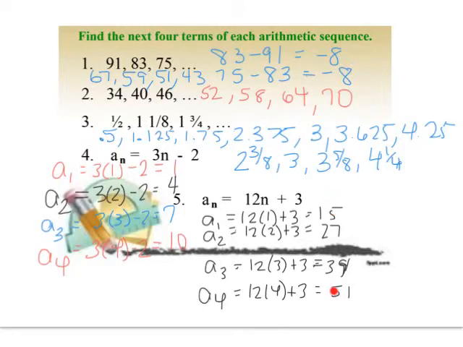And if you look at the difference between these, to 15 you have to add 12 to get 27, and 27 plus 12 is 39, and 39 plus 12 is 51. So the common difference is 12, and that happened to be the number being multiplied by n here. So we start to see some patterns here.